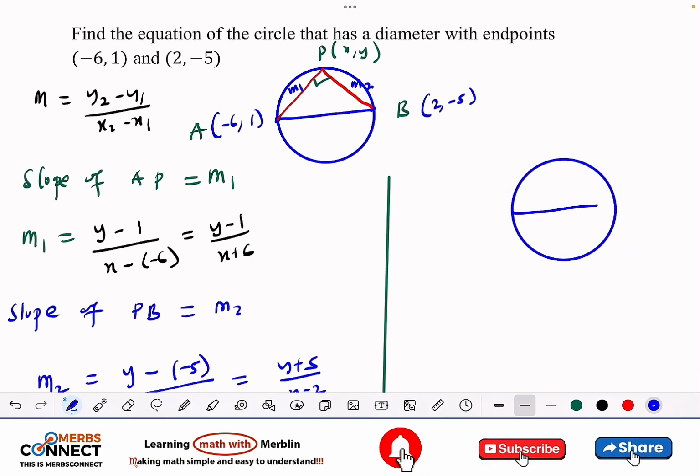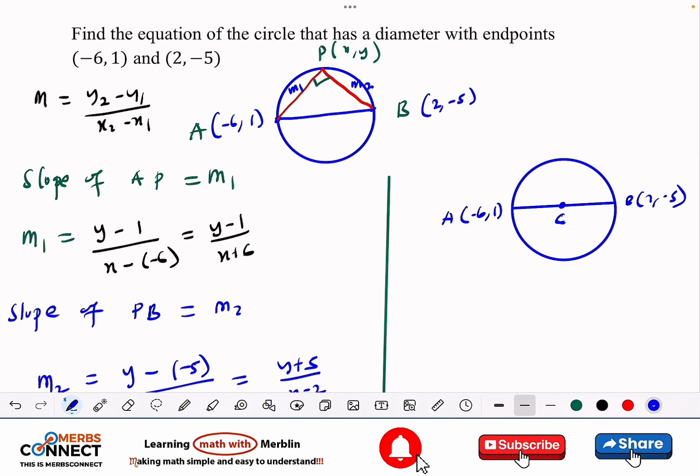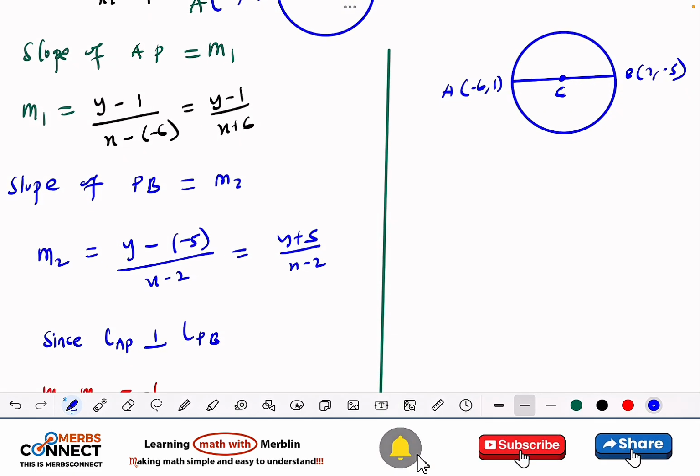Good. And then I have my this. So the second approach is I have A. So if I assume that A is (-6, 1) and B is (2, -5), the second approach is I'm going to find the center, right? And we said the center is the midpoint of A and B. So let's find the midpoint. So the center, let's assume that the center is AB. So the center of AB is equal to the midpoint of AB.